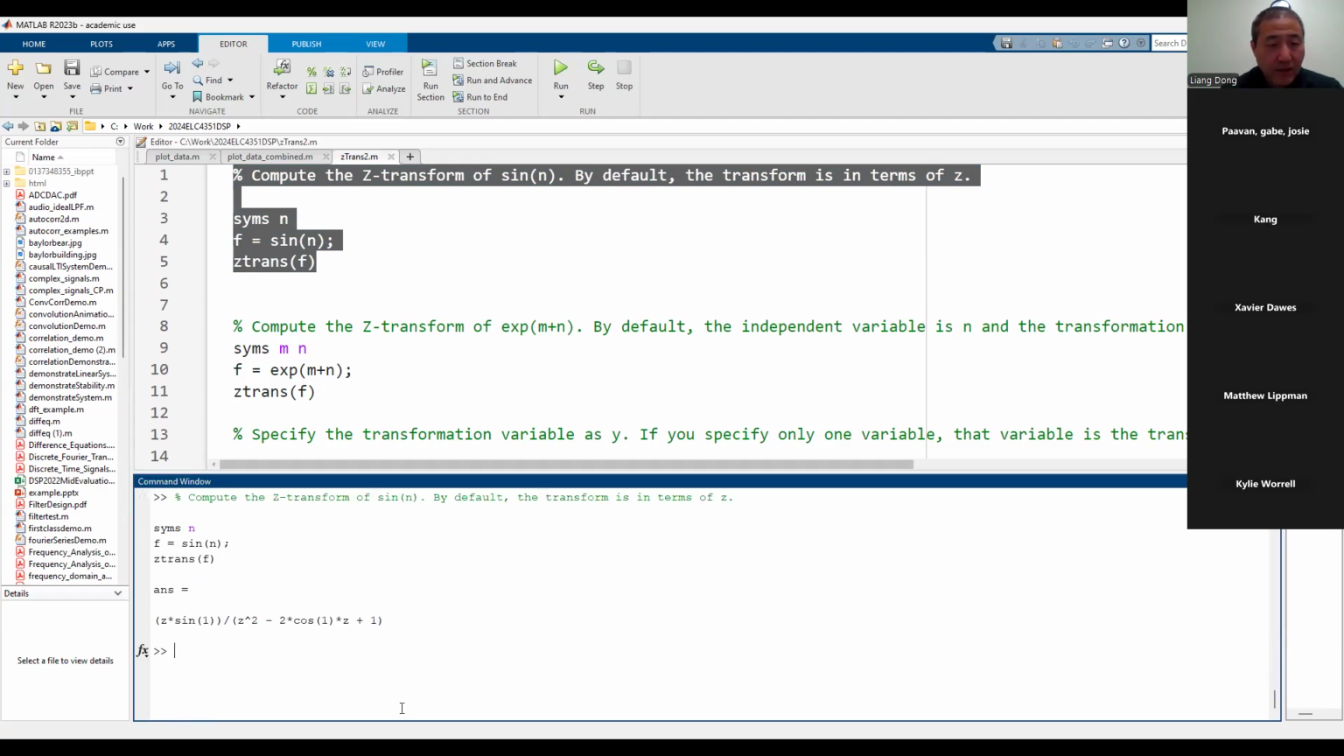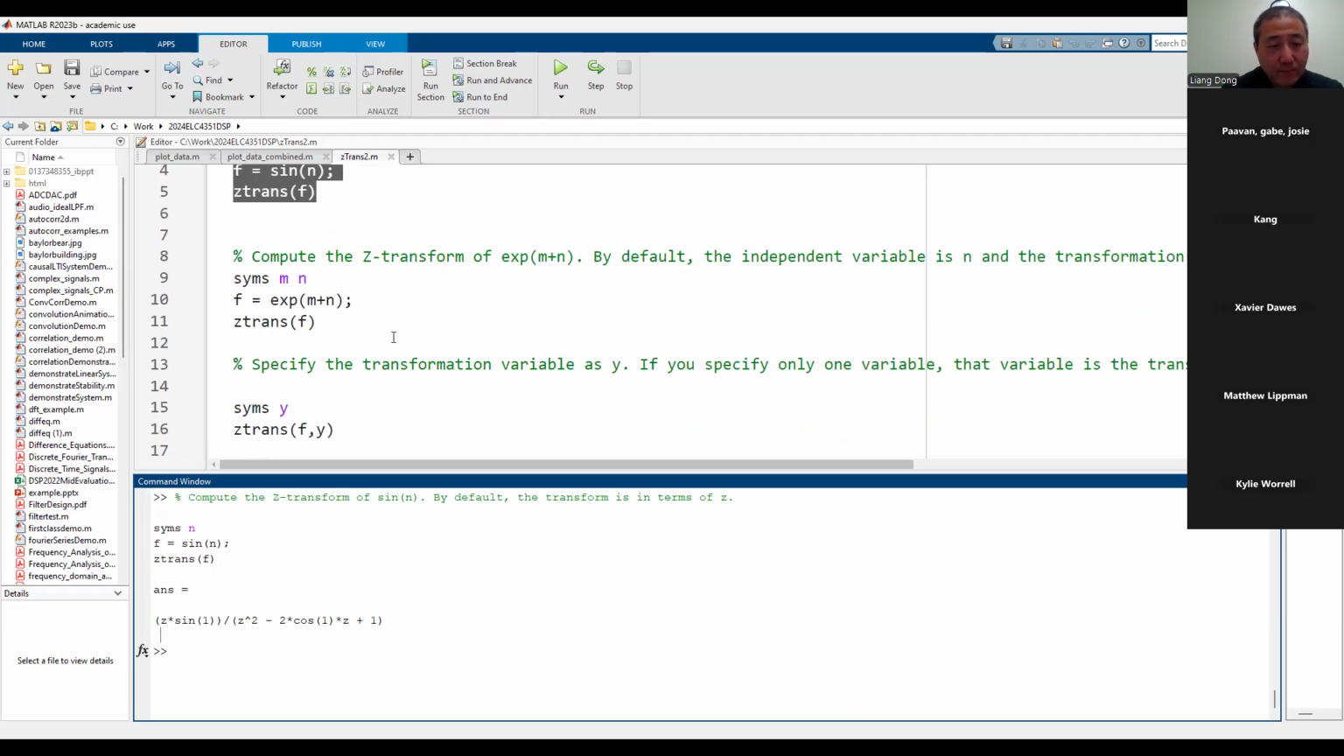So it gave me the answer. Very nice. It gave me the answer of the Z transform in the Z domain. That's a function of Z, given like this. It's a rational format. And well, I leave that for you.